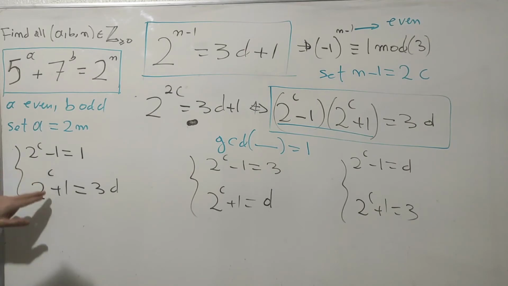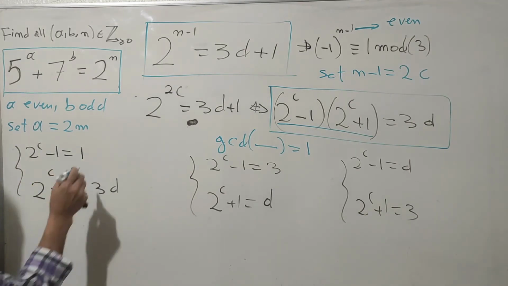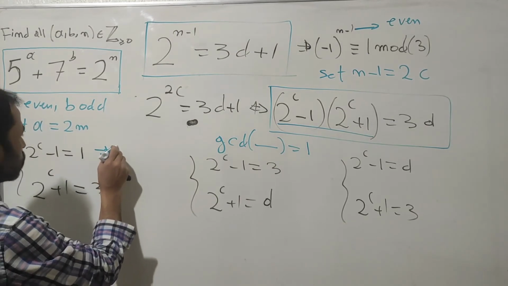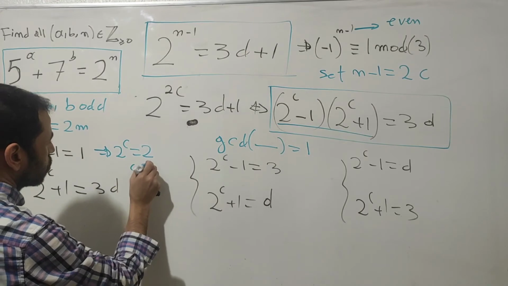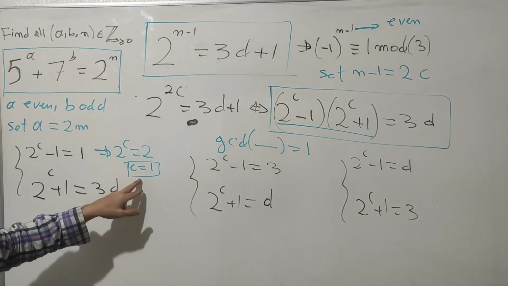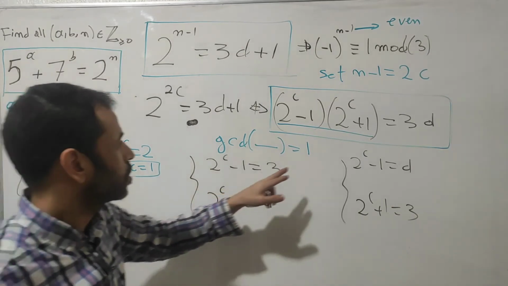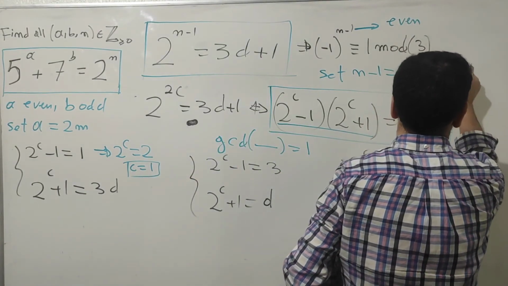So let's solve this equation first. We just move over this number 1 to the right. It immediately gives us 2 to the C equals 2. Thus C equals 1. We found the first value. If C equals 1, now let's check this one. You may have a solution for that. So replacing number 1 here into C, it immediately gives us 2.